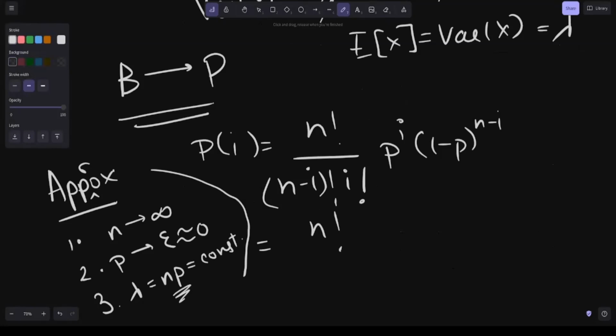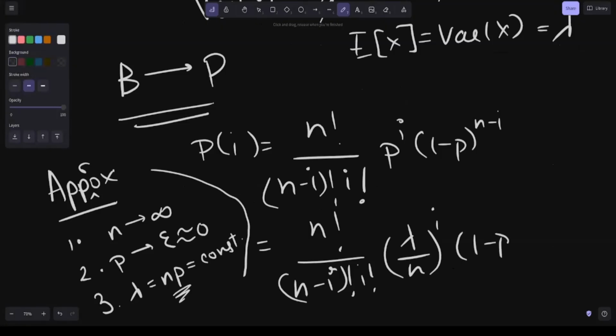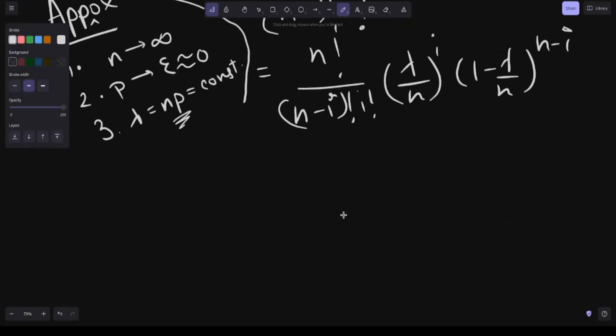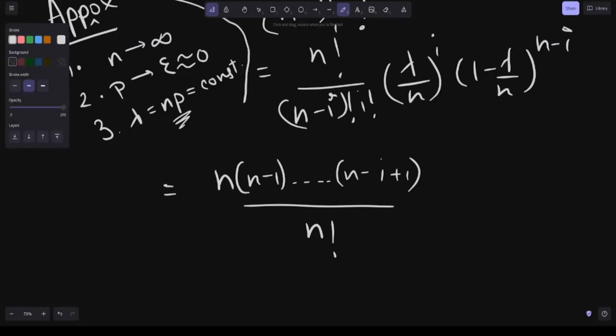So we can do n factorial by n minus i factorial. We can substitute this like this. So after substitution it becomes something like this. Okay, now let's solve this a bit. So n minus 1 till n minus i plus 1 by n factorial.